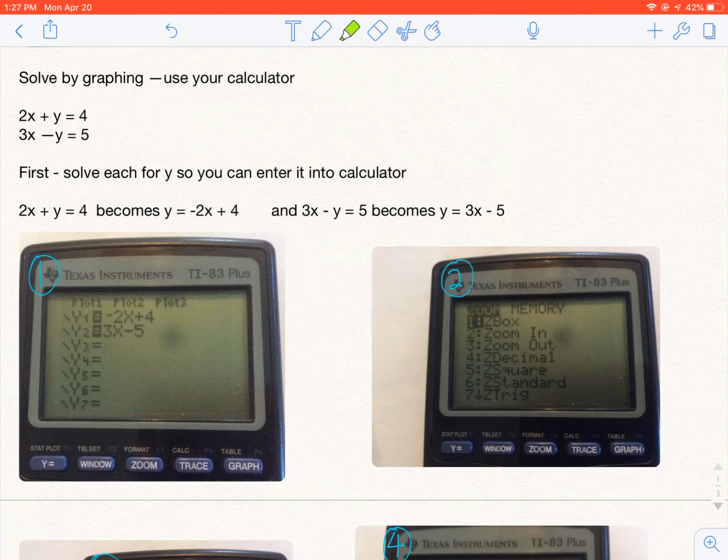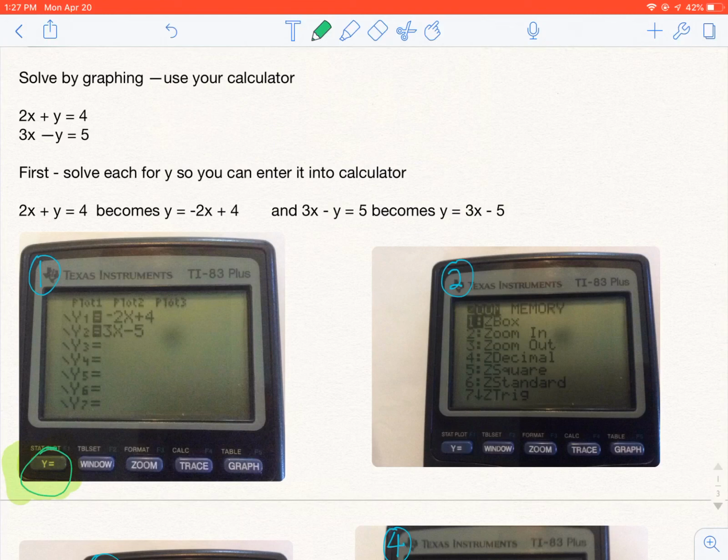Let me highlight that. Here's the y equals, oh, you can't see that. Haha. Here's the y equals button right here. Let me try something else. Here's the y equals button right there. So that's what I would type in, and then I type in my equations.